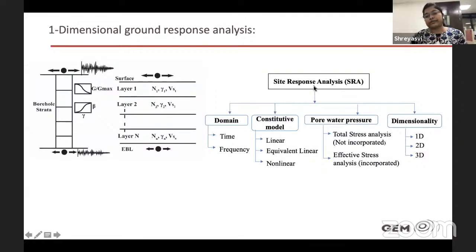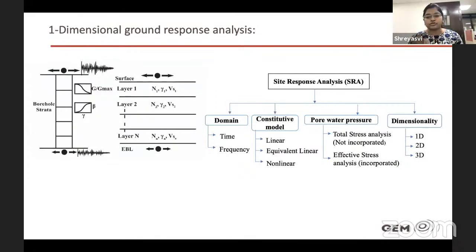Overall, in site response analysis, there are a couple of classifications. One depends on whether we are doing site response analysis in the time domain or frequency domain, and whether we are interested in linear behavior, non-linear behavior, or something in between, which we can call equivalent linear. Also, sometimes there will be a water table in the soil profile, so whether we take care of the pore water pressure or not gives different classifications, as does whether we go for a one-dimensional, two-dimensional, or three-dimensional analysis.